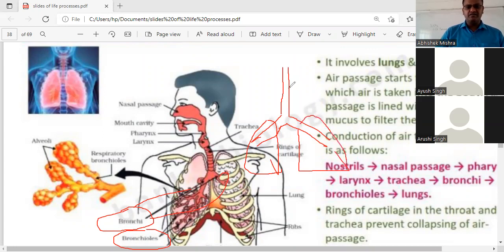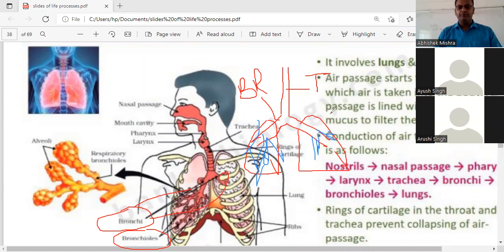So this is the trachea. This T I'm writing for trachea. This BR I'm writing for bronchi. And after going into the lung, let me use a separate color. The bronchi divide into further branches called bronchioles. I hope this is very clear to you all. This I am writing as BO.